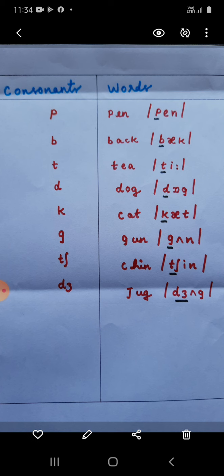So why we are studying all this? Just to enhance our pronunciation. We will speak good English with the knowledge in pronunciation also. Understood? The next sound we are going to deal with is D sound.